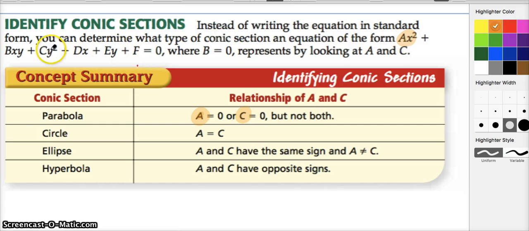A would be the x squared term, and C is the y squared term. So what we're hearing here is what we talked about before: only one of these terms would be squared. We would only have x squared or only have y squared. We won't have both. So either A is equal to 0, where we have a y squared, or C is equal to 0, where we have an x squared, but not both.